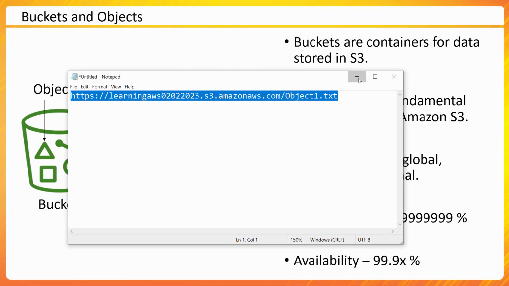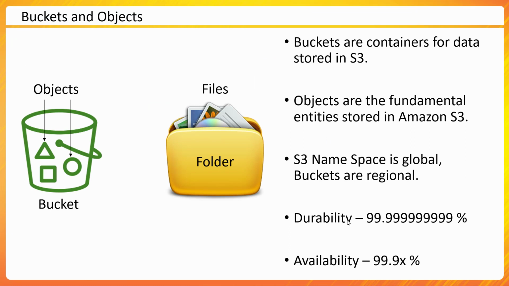Let's focus on the next component here, which says durability is 99.999999999 percent, which we refer to as 11 nines of durability, and then availability is referred to as 99.9x. I would talk about why I am putting an x here, because there are different storage tiers in S3, and depending on which tier you use, your availability will be different, but durability would remain the same. So let's try to understand what durability is and what availability is. I'll go to a blackboard and explain these concepts so that you can have a better idea.